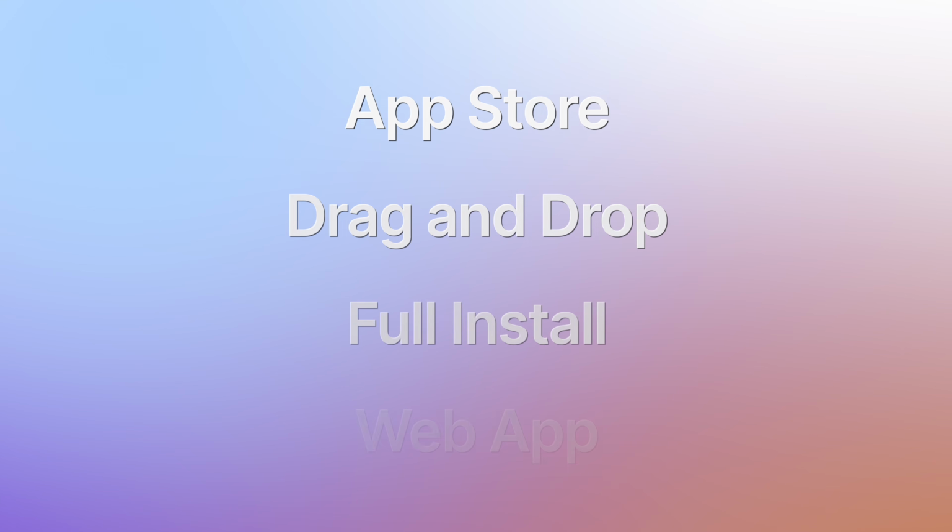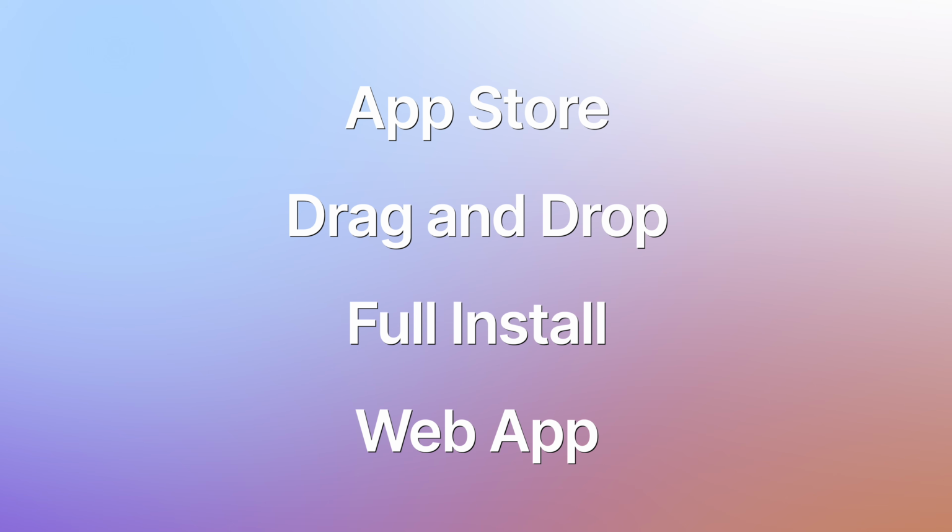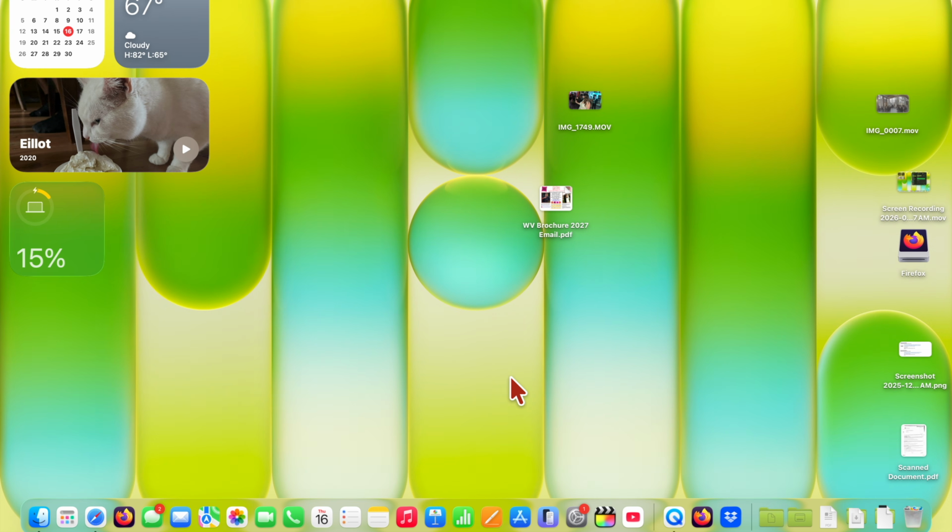So those are the four methods of installing apps. You're going to be able to go on the App Store. You could download a disk image, and a disk image will either be a drag and drop or a full install. And then you will go through and download and install web apps using Safari to do that. So those are the methods of installing apps. Those are the major ones you'll notice going through your journey as an Apple user.